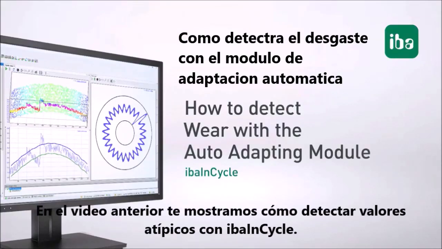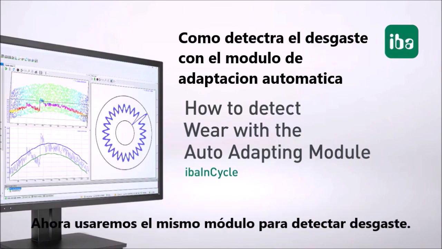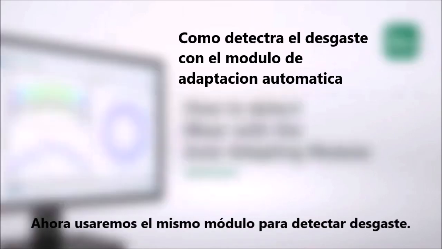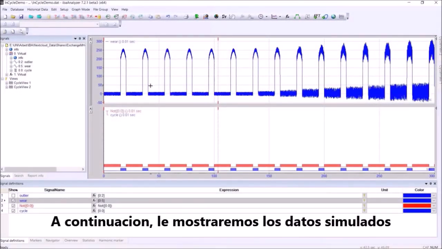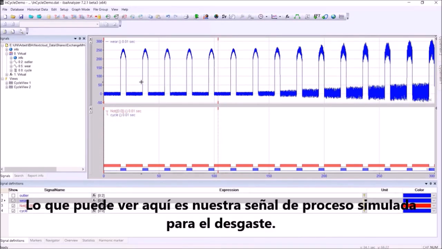In the last video, we showed you how to detect outliers with ibaInCycle. Now we will use the same module to detect wear. Therefore, we will show you the simulated data. What you can see here is our simulated process signal for wear.